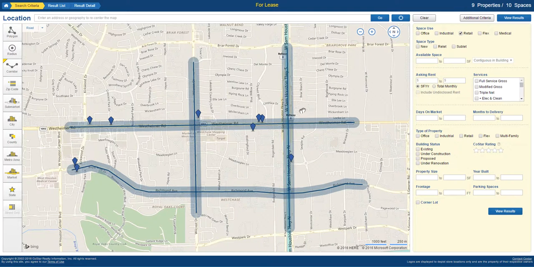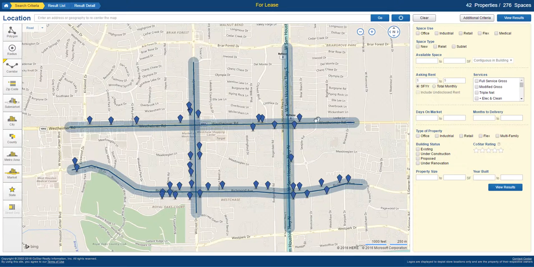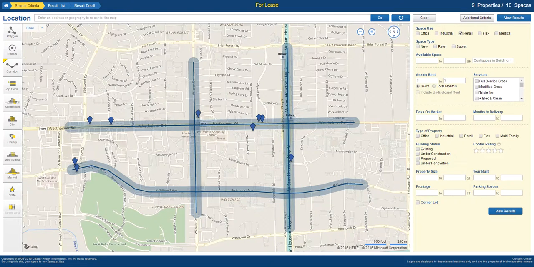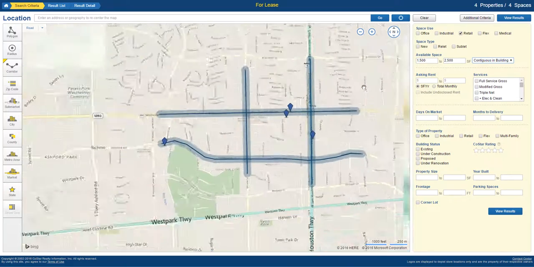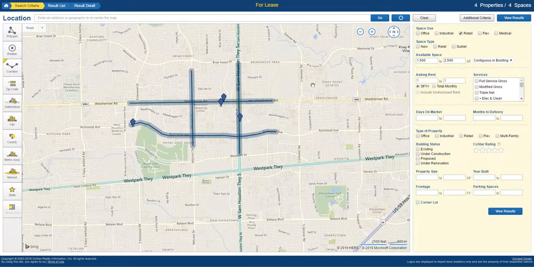Okay, so we got 9. That's why we had all the office stuff coming in. Without the retail filter, there were 42 properties here. But once we put actually retail, now there's 9. If we put the space that we're looking for, because we would take about 1,500 square feet to about 2,500 square feet, that narrows it down to just 4. So for the size that we're looking at, there are only 4 properties that are listed that will actually fit this parameter here.